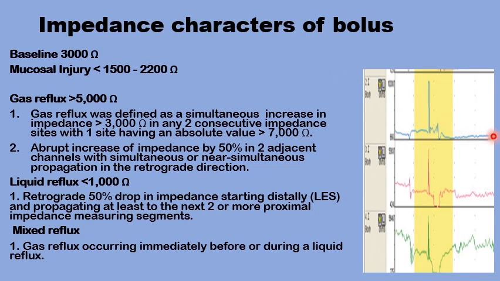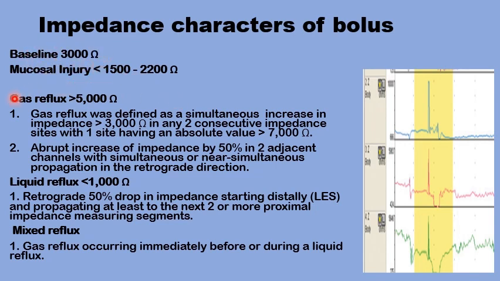The baseline impedance level reflects the conductivity of the mucosa of the esophagus or the hypopharynx, and this is usually in the area of 3000 ohms. If the baseline conductivity drops to below 2000, like 1500 to 2200 ohms, this usually reflects mucosal injury, which leads to free flow of ions and better conductivity, which would reduce the baseline impedance of the mucosa.